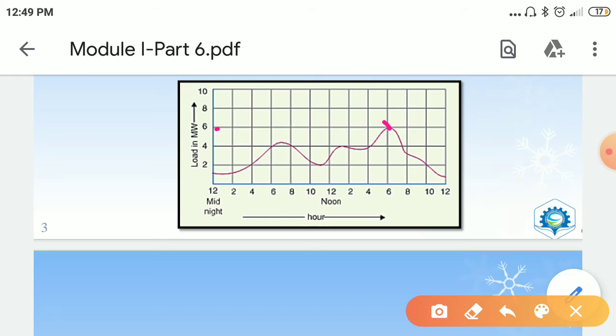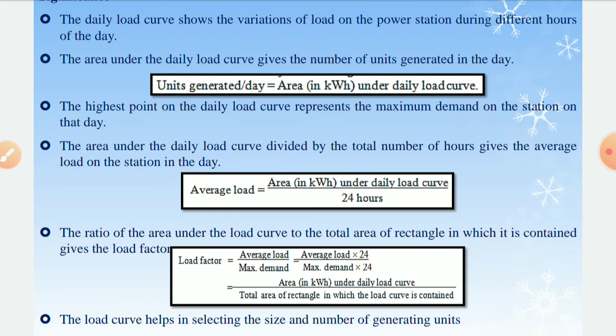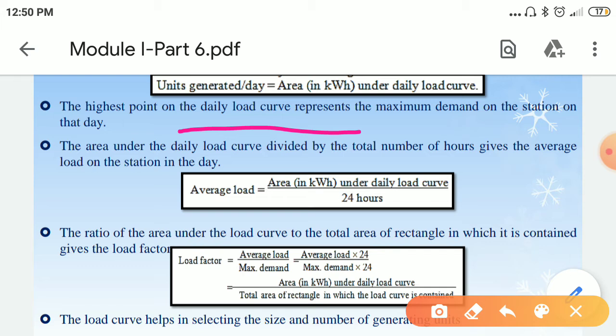This curve denotes that at 6 p.m. the maximum load is coming, and the load is 6 megawatts. So what does it mean? The maximum demand of that day is at 6 p.m., and the maximum load is 6 megawatts. So we can find the maximum demand of a day using this load curve. The highest point on the daily load curve represents the maximum demand on the station for that day. So that is what is meant by maximum demand.